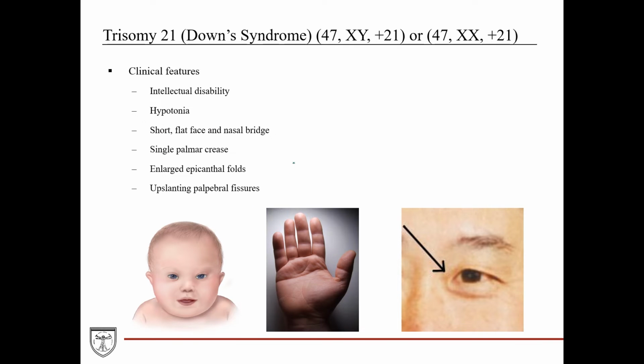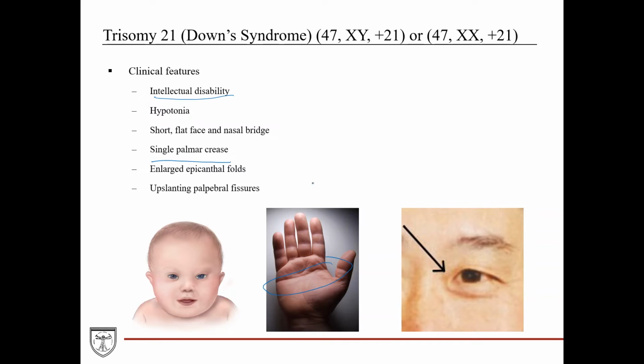Clinical features of Downs, there's a lot of them, and often many of these can show up on exams. So like we said, intellectual disability, hypotonia. They have some unique facial features. Here's a picture of a baby with Down syndrome. So they have a short, flat face and nasal bridge. So you can see that here, a single palmar crease. So this horizontal single crease here like this, as you can see.